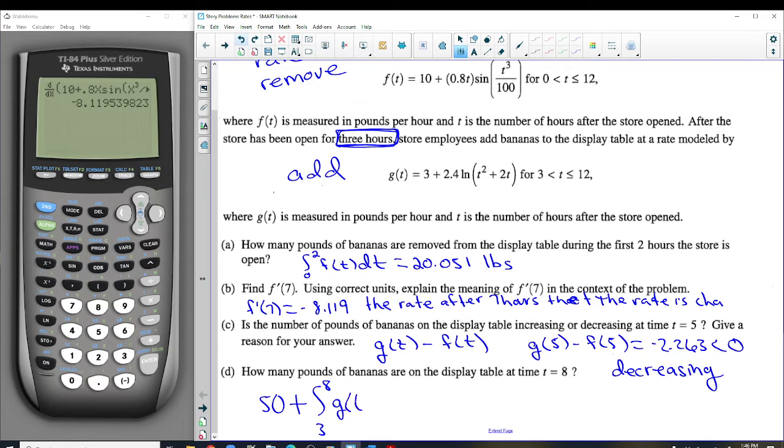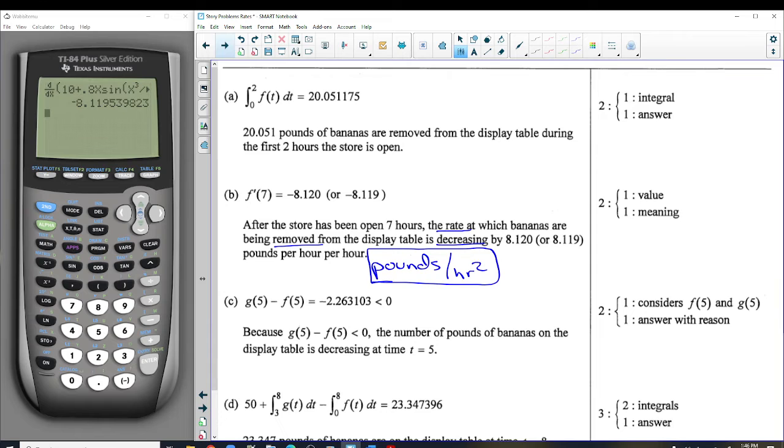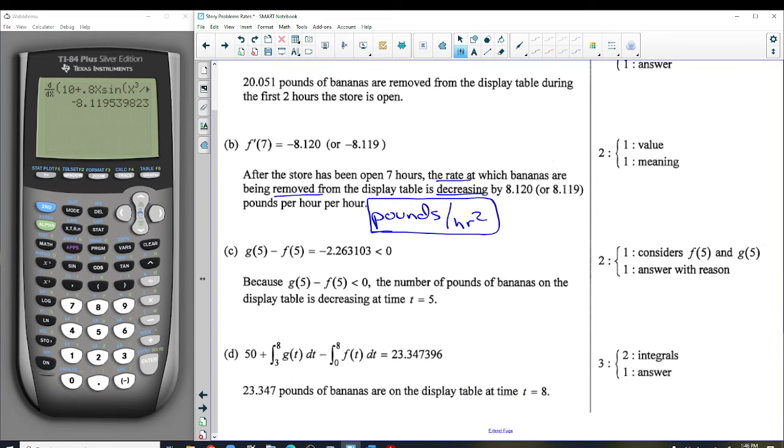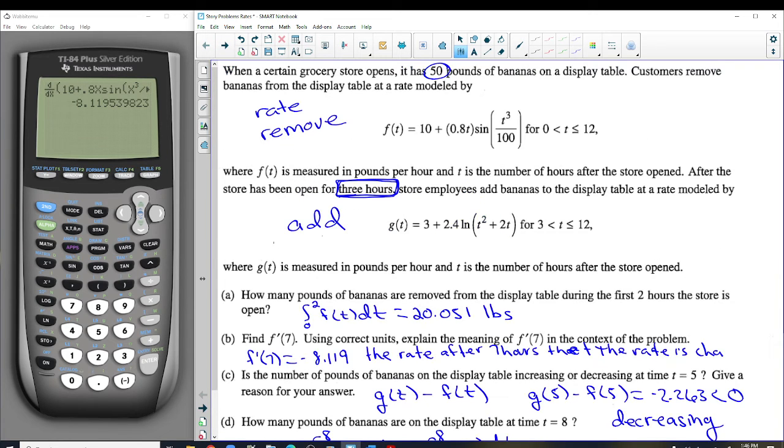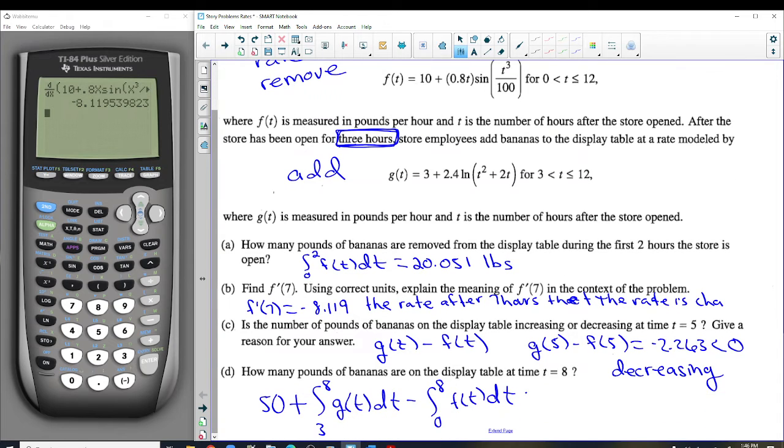Oh, geez, here we go. dt minus the integral, now this is 0 to 8 because they remove right away, of f of t dt. So you got to do a couple math number 9s to do the integral, and it ends up being 23.347. How many pounds of bananas are on the table? 23.347 pounds.